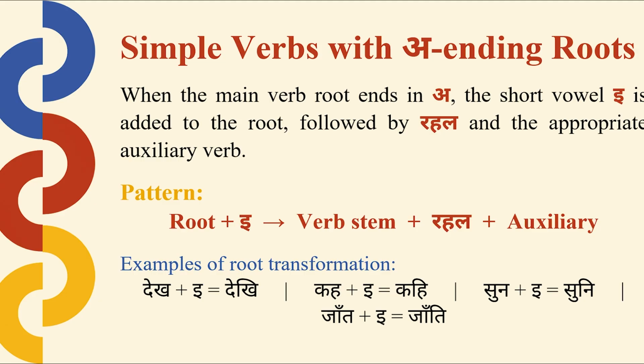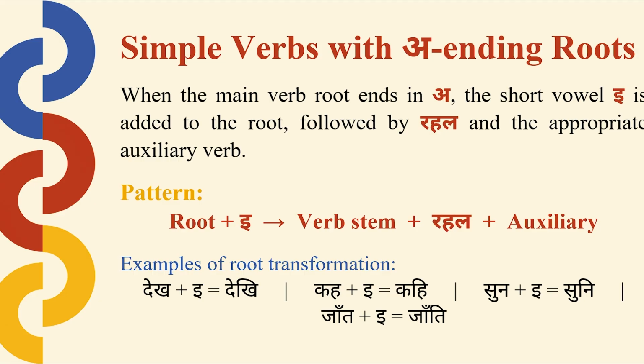Now let's look at simple verbs with a ending roots. When the main verb root ends in a, the short vowel e is added to the root, followed by rahal and the appropriate auxiliary verb. So the pattern will be something like this. Wherever we have a root ending in a, we'll remove a, e will be added, so root plus e will become the verb stem, and then plus rahal and auxiliary.